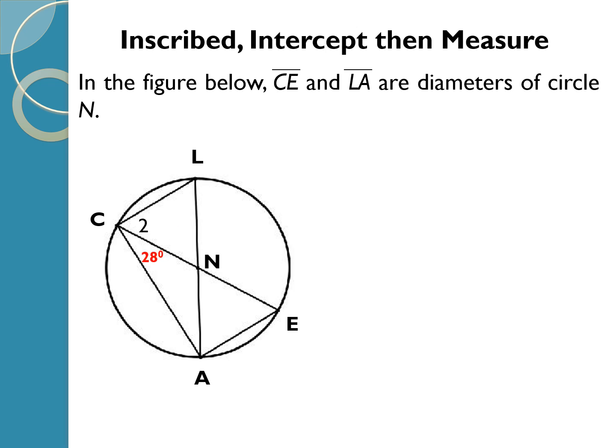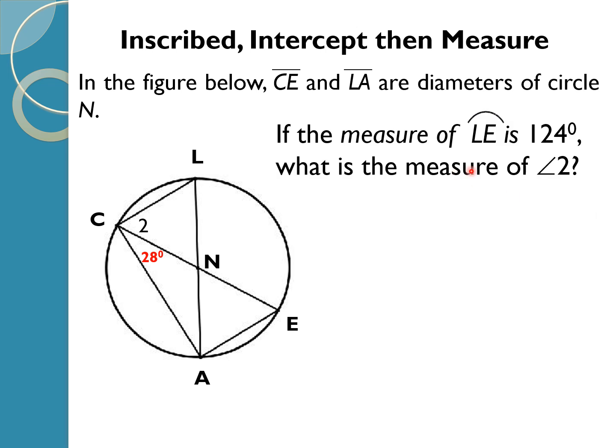Let's have another example. We will use the same illustration, the same figure, which is circle N. If the measure of arc LE is 124 degrees, we're going to determine the measure of angle 2. So this is angle 2. Angle LCE is angle 2. Angle LCE is an inscribed angle, and its intercepted arc is arc LE.